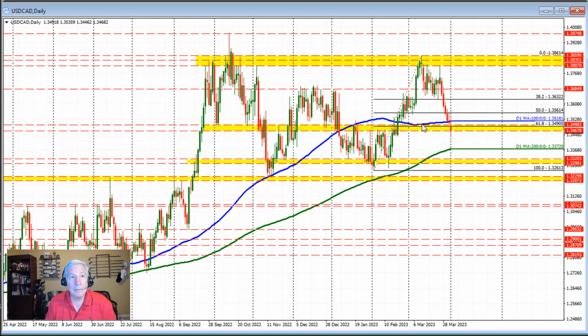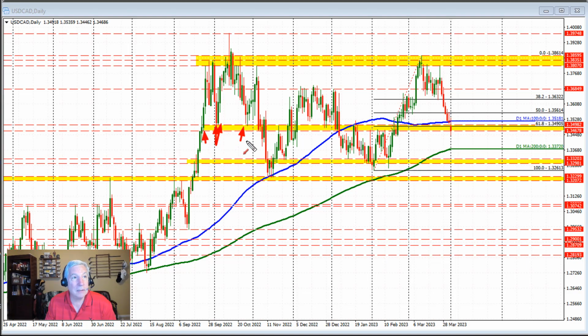This is what it looks like for this currency pair. We haven't traded below the 100-day moving average since February 21st, and so the break below that level is somewhat significant from a technical perspective. This swing area right through here has also been broken, and the high of that swing area comes in at 134.98. The swing area is defined by different swing lows through here.